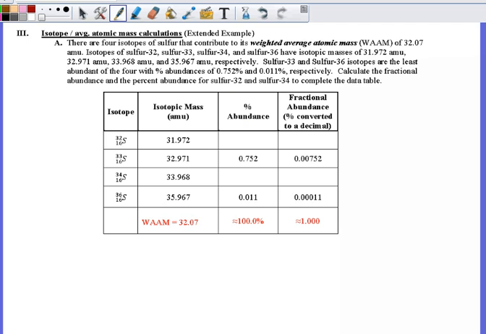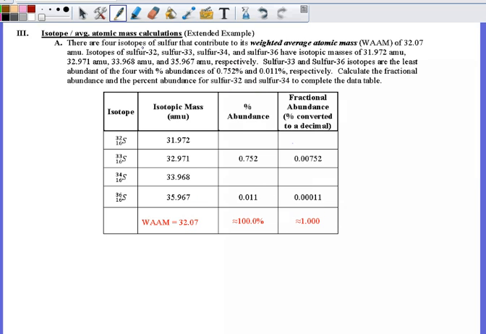In this question, you're given some isotope information, and you're given the weighted average atomic mass of sulfur, which is on your periodic table. That's what this is; it's my abbreviation for weighted average atomic mass. And the rule is your percent abundances have to add up to 100%, and your fractional abundance, which is just taking the percent and converting it to a decimal, which means dividing it by 100, has to add up to 1. So the fraction of 100% is a whole 1.